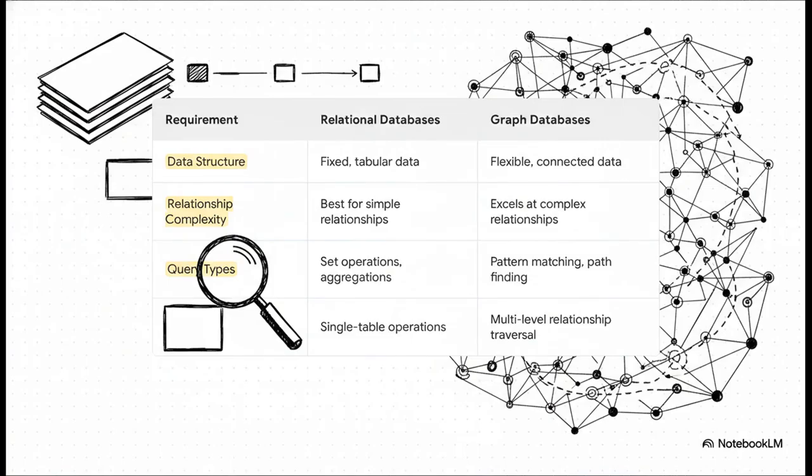If your data is highly structured, fits nicely into tables, and your relationships are pretty straightforward, a relational database is still a fantastic, super powerful choice. But if your whole world revolves around complex relationships, finding patterns, and tracing paths, then a graph database is literally built from the ground up to crush it at exactly that.